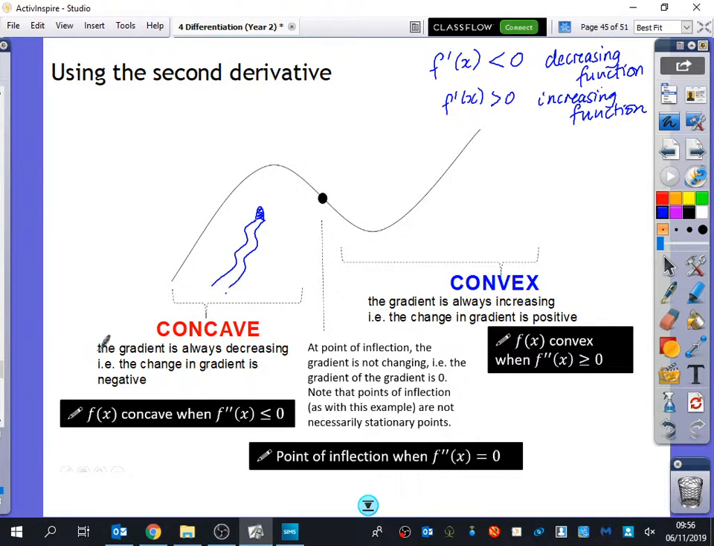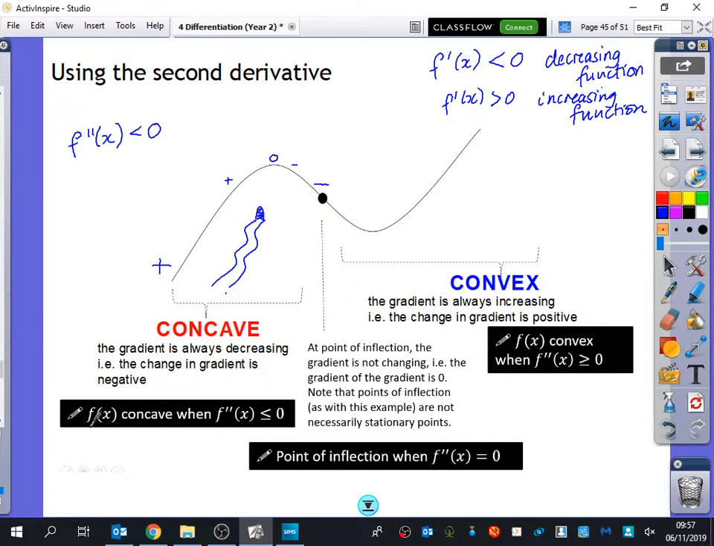When we look at the information under here, it says the gradient is always decreasing. So if you look here, to begin with, it has quite a big positive gradient. The gradient is still positive over here, but it's less positive. When it gets to the top, the gradient is 0. Then the gradient is becoming negative, and then a bit more negative over here. In other words, the change of the gradient is negative. The change of the gradient is the second derivative. So if the change of the gradient is negative, in other words the gradient is decreasing, you get this concave shape.